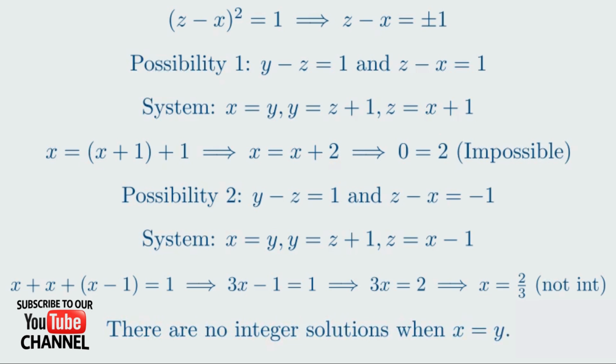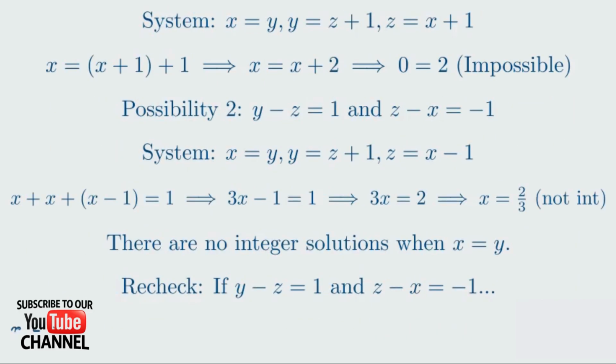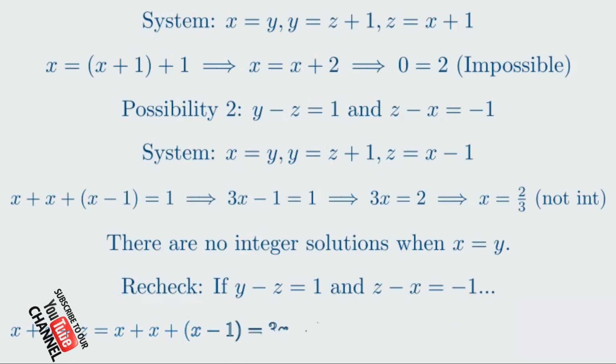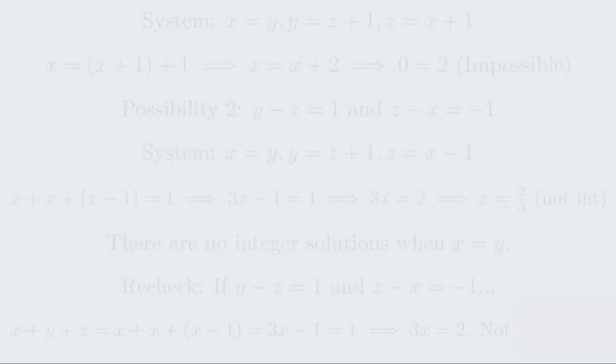Let's recheck this. If x equals y, then x minus y equals 0. So we need (y minus z) squared plus (z minus x) squared equals 2. This means y minus z must be plus or minus 1. If y minus z equals 1 and z minus x equals minus 1, then y equals z plus 1 and z equals x minus 1. Substituting the second into the first gives y equals x minus 1 plus 1 equals x. This is consistent. The system is x equals y, z equals x minus 1, x plus y plus z equals 1. Substituting gives x plus x minus 1 plus x equals 1, or 3x equals 2. No integer solution. My apologies for the confusion.